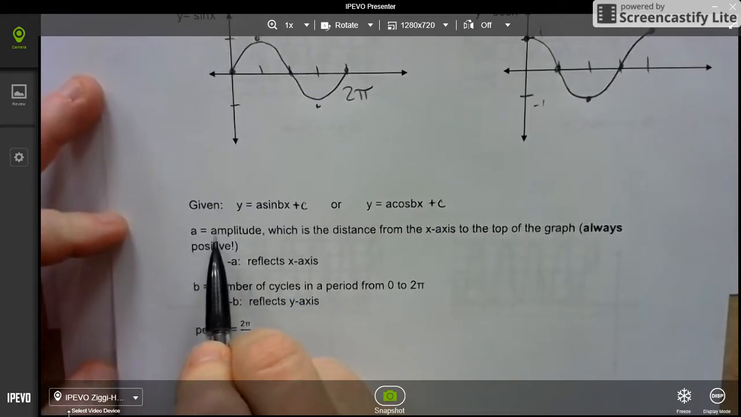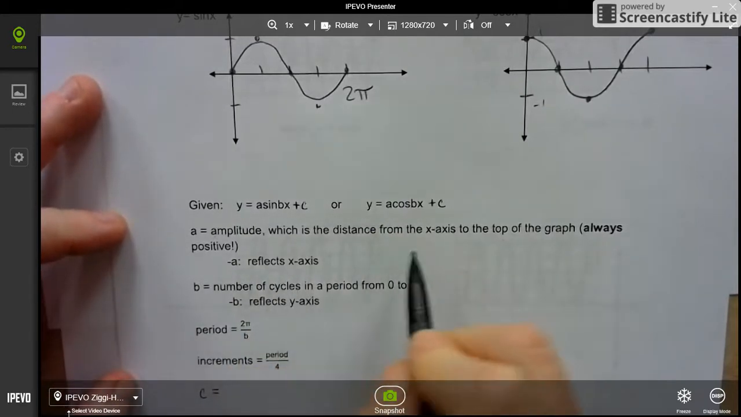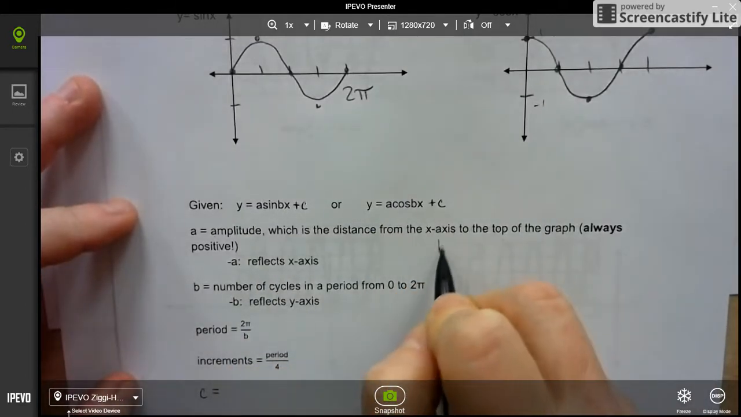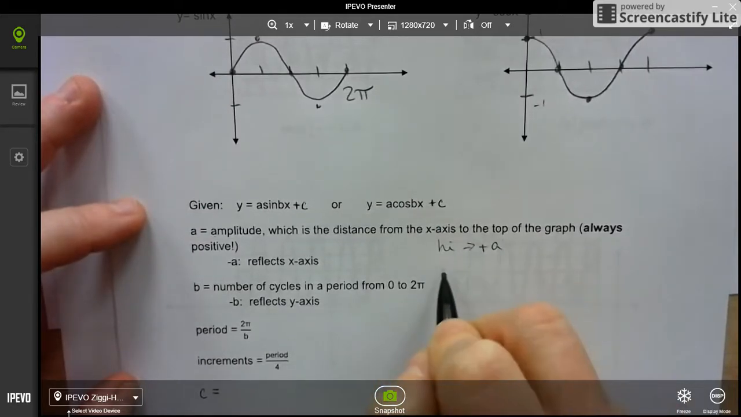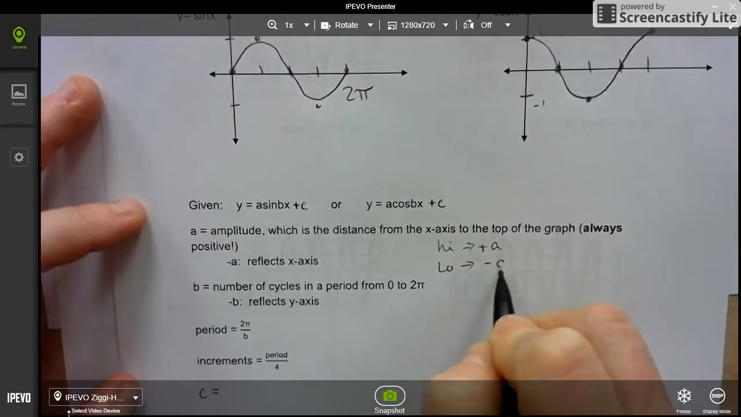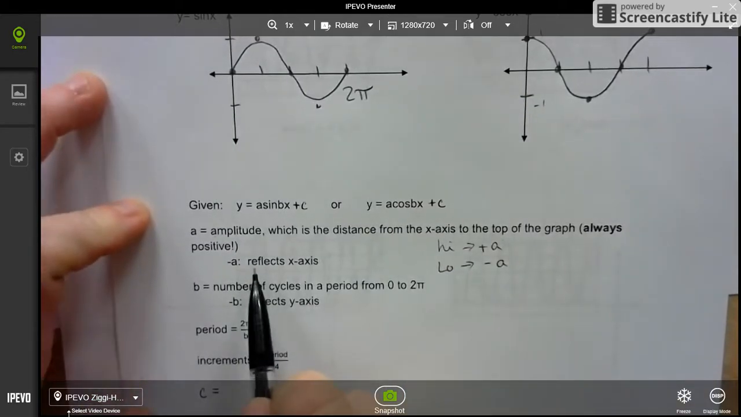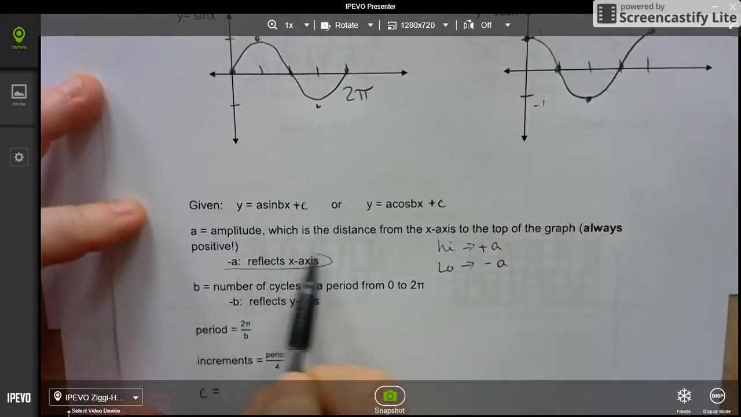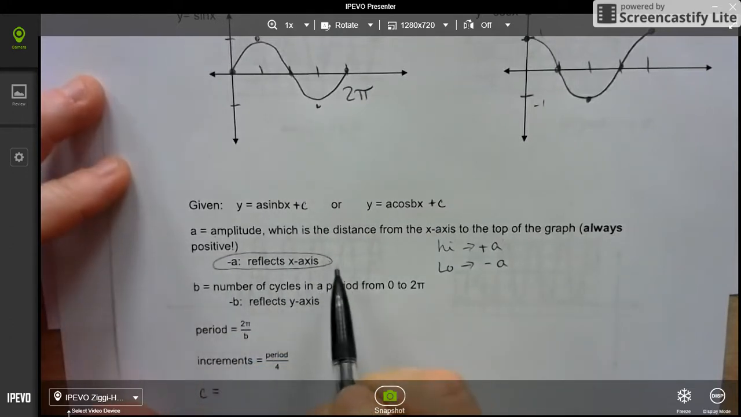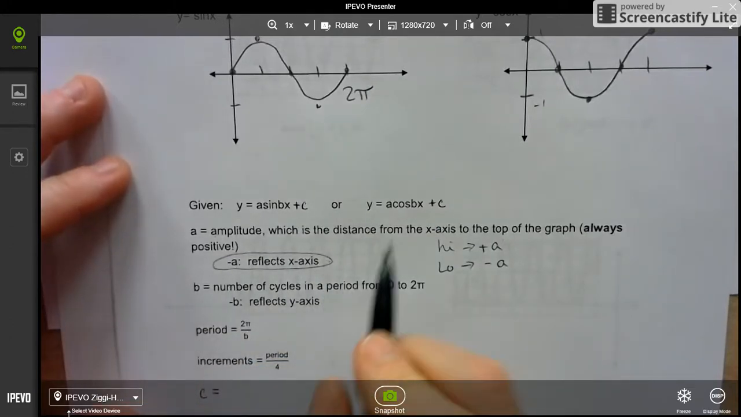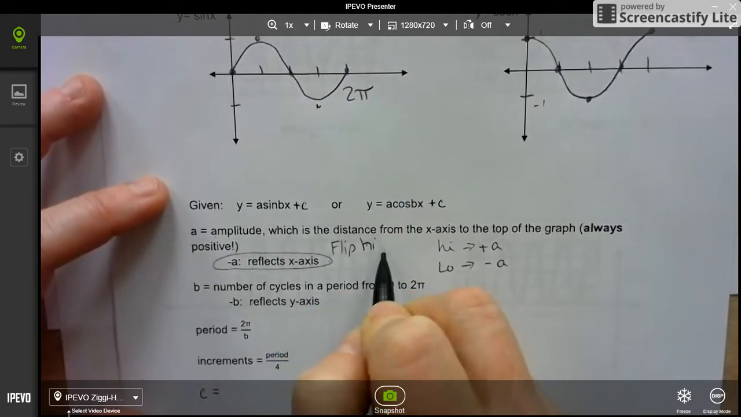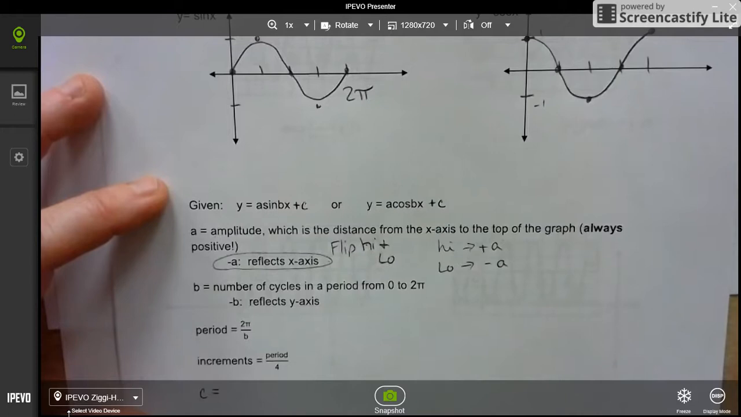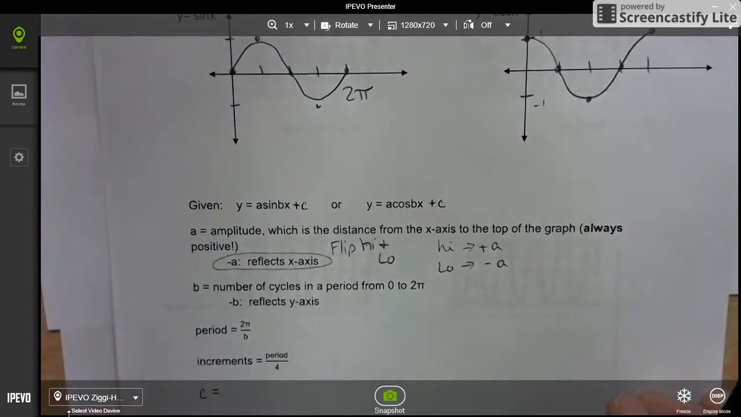A is your amplitude. What this means then is when I get to the high point, it is marked at positive A. A low point is marked at negative A. If you reflect it and A happens to be negative, we turn the graph upside down. So we flip the highs and the lows. Okay, and these are notes you should be writing in.